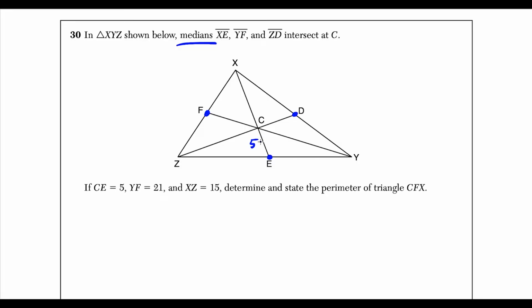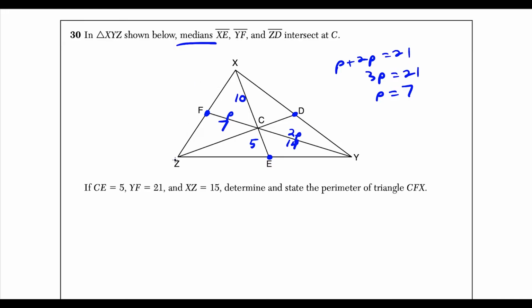CE is 5 units long, but if we use that idea that medians cut each other into a ratio of 1 to 2, that means XC is twice as long as CE, so this would be 10 units long. And then we have YF, this whole thing is 21 units long. So if this was, let's say, equal to P, this would be 2 times P, and P plus 2 times P would have to equal 21. And doing a little bit of algebra here tells us P equals 7. So FC would be 7 units long, and CY would be 14 units long.